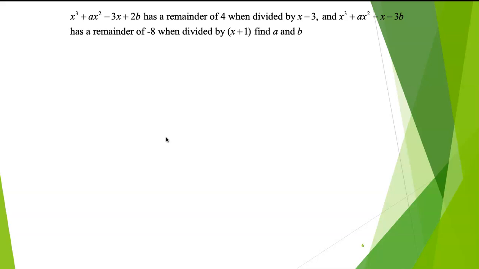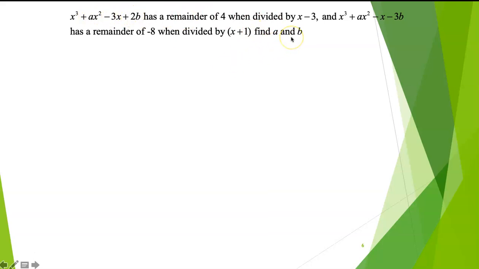This is slightly harder. You've got a polynomial here with a and b as unknowns. This polynomial has a remainder of 4 when you divide it by x minus 3. You've got another polynomial that also has a and b as unknowns, but this polynomial has a remainder of -8 when divided by x minus 1. Your job, obviously, is to find a and b.